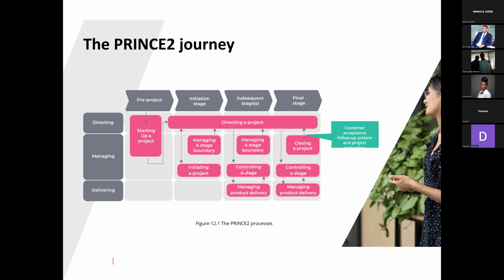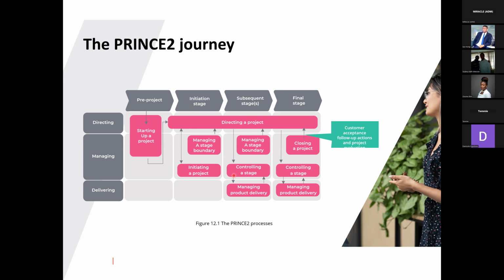I'll go ahead with the work, right? If Deji says no, you know what? There's no point doing anything. I don't need to go there. So there's no direct link with managing a stage boundary and controlling it. No, you go from managing, you go and get approval. The moment you get approval, you do the work.